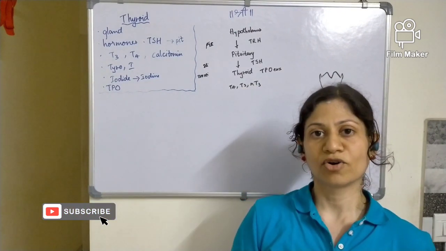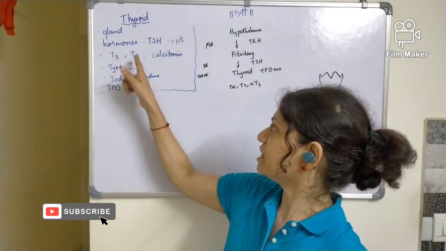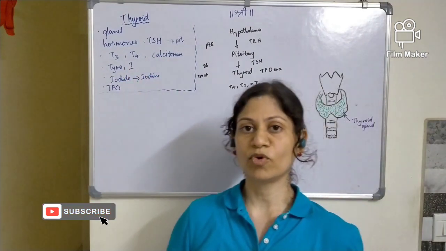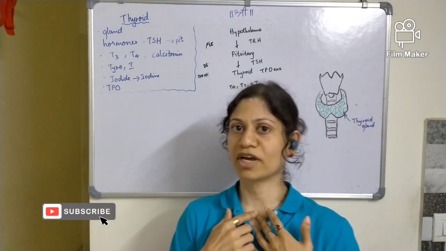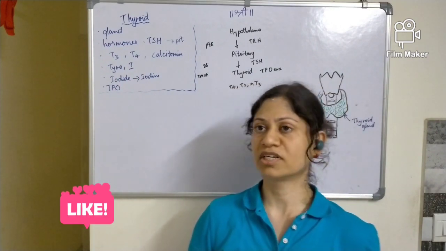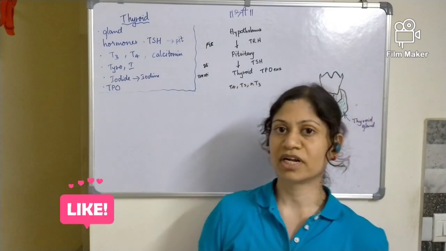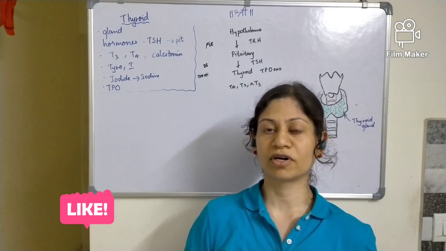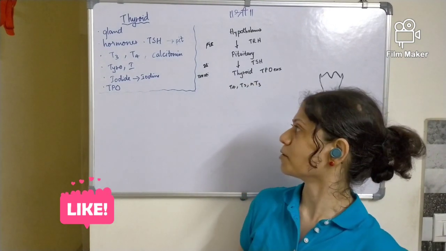thyroxine and triiodothyronine. So T3, T4 and calcitonin are the three main hormones that are produced by your thyroid gland. T3 is triiodothyronine, T4 is thyroxine, and calcitonin is a hormone that is required for the regulation of the levels of calcium in your blood.